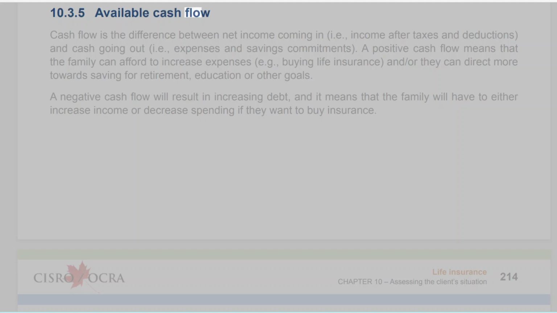10.3.5 Available cash flow. Cash flow is the difference between net income coming in, i.e., income after taxes and deductions, and cash going out, i.e., expenses and savings commitments. A positive cash flow means that the family can afford to increase expenses, for example, buying life insurance, and/or they can direct more towards saving for retirement, education, or other goals. A negative cash flow will result in increasing debt, and it means that the family will have to either increase income or decrease spending if they want to buy insurance.